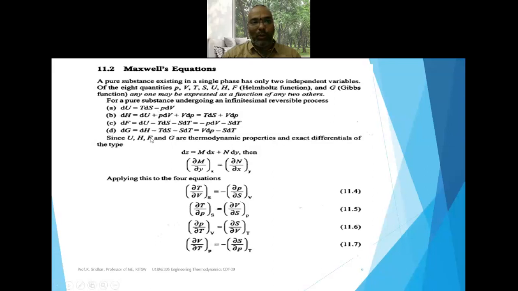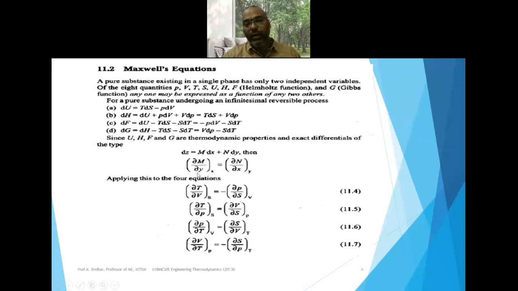So now you apply all these equations to this one, that is, you correlate dU equal to TdS minus PdV, and equate this equation to dz equal to M dx plus N dy. Here dz is equivalent to dU, M is equivalent to T, dx is equivalent to dS, N is equivalent to minus P, and dy is equivalent to dV. So like that, you equate equation number 1 with the basic equation dz equal to M dx plus N dy.